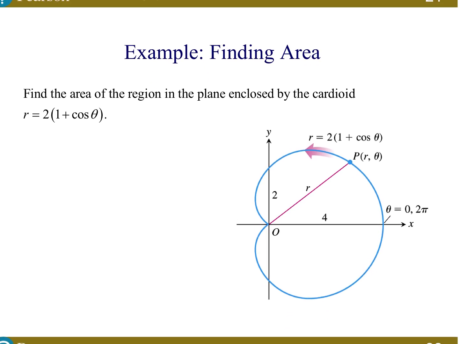All right, so find the area of the region in the plane fully enclosed. Well, if it says fully enclosed, then you know that your bounds are 0 to 2 pi, because we're doing the full thing. So this would be set up this way. 0 to 2 pi, 1/2, the radius squared, and in this situation, the radius squared is 2 quantity 1 plus cos theta, quantity squared, so that whole thing squared.